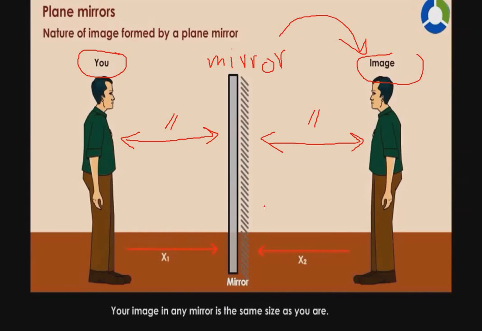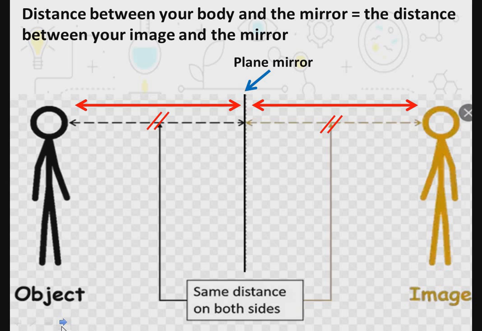You can try it at home by standing in front of the mirror and moving near to the mirror. You will see that your image will move near to the mirror. And if you move away from the mirror, your image will also move away from the mirror. So, the distance between the object or your body and the mirror equals the distance between the image and the mirror.